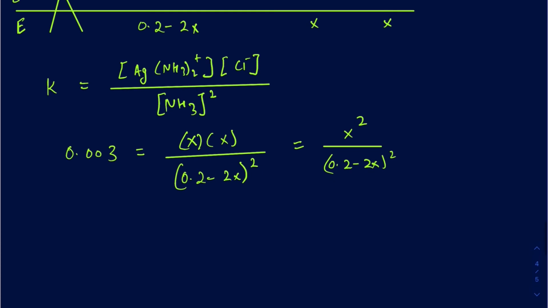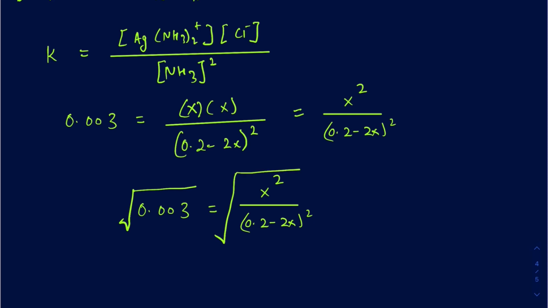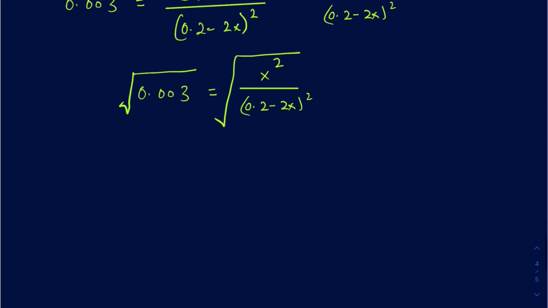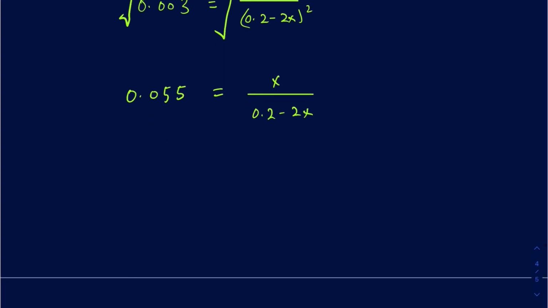To solve this square, I can take square roots on both sides. So let me copy these down here and square those. Take the square root on both sides. Then your right side is going to look like x divided by 0.2 minus 2x, and your left side is going to be 0.055. And then it's all about figuring out what x is going to be now.